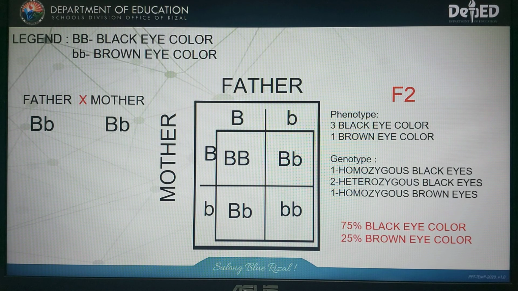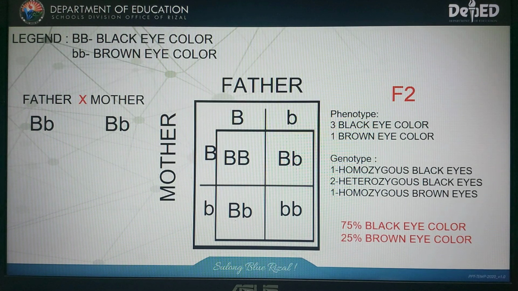In terms of genotype, one homozygous black eye. As you can see on the first box, nakuha niya yung lahat ng dominant. So homozygous black eye talaga siya. Second and third, magiging heterozygous black eye siya kasi nga kahit meron siyang recessive traits, mako-cover up pa rin siya ng dominant. So magiging heterozygous black eye siya. And the last one, nakuha niya yung both recessive traits. So lalabas talaga yan. So ang tendency magiging homozygous brown eye siya. So in total, 75% of the children will be black eye color and the rest, 25%, will be brown eye color.